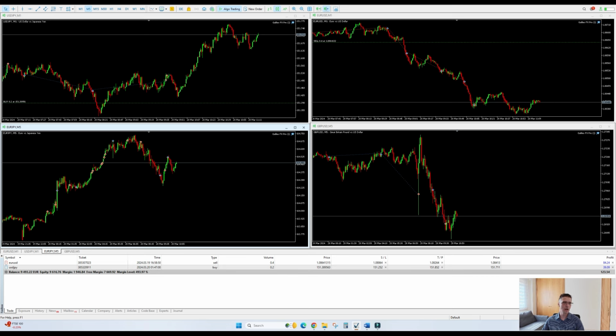From left to right, this is the US dollar Japanese yen 1-minute chart. So every candlestick that you see here represents 1 minute. Then you have the euro US dollar on the 1-minute chart. We have euro Japanese yen on the 5-minute chart, and we have the Great Britain pound US dollar on the 5-minute chart. So these are 2 time frames of 1 minute, and 2 time frames of 5 minutes.